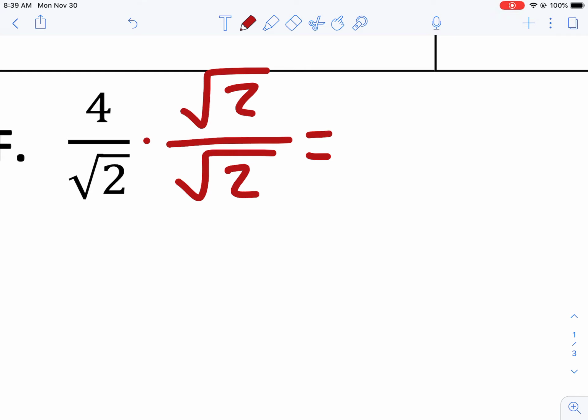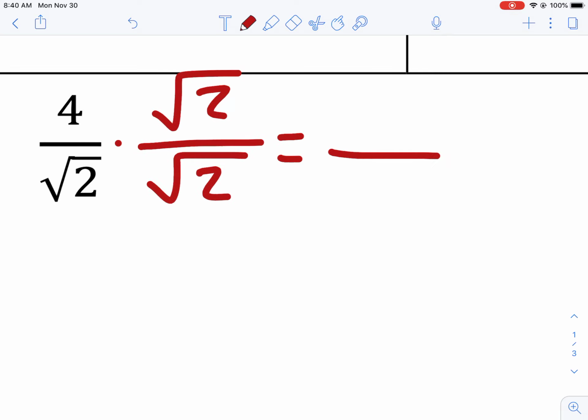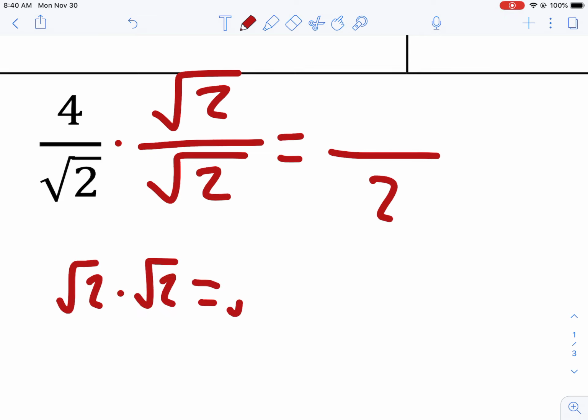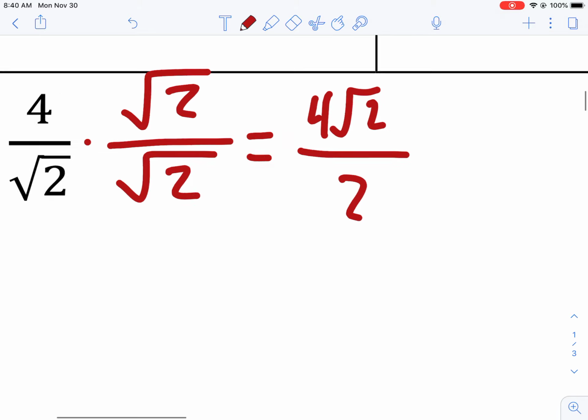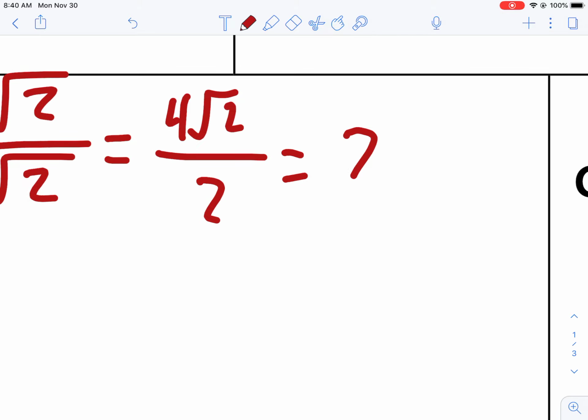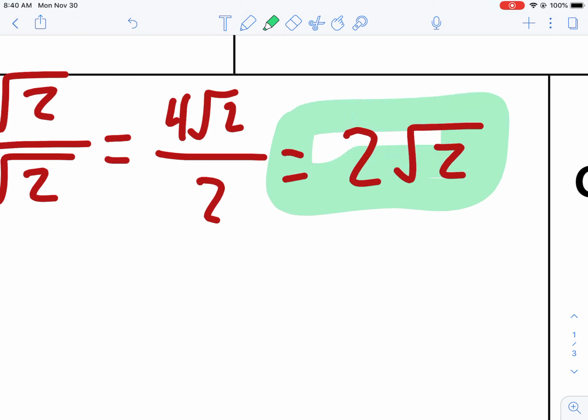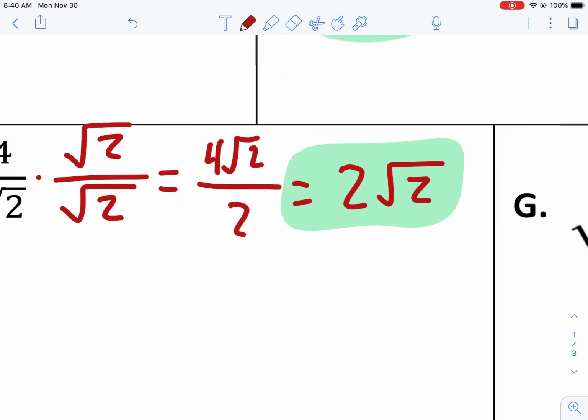But what happens here is the square root of 2 times the square root of 2 is just 2, right? Because the square root of 2 times the square root of 2 is the square root of 4, and the square root of 4 is 2. So you're always going to get that case where the square root of something times the square root of itself is just that number. On top, we've got 4 radical 2, and then 4 divided by 2 is 2, so we've got 2 radical 2 as our final answer. So that's called rationalizing the denominator. That might come into play later this unit, we'll see.